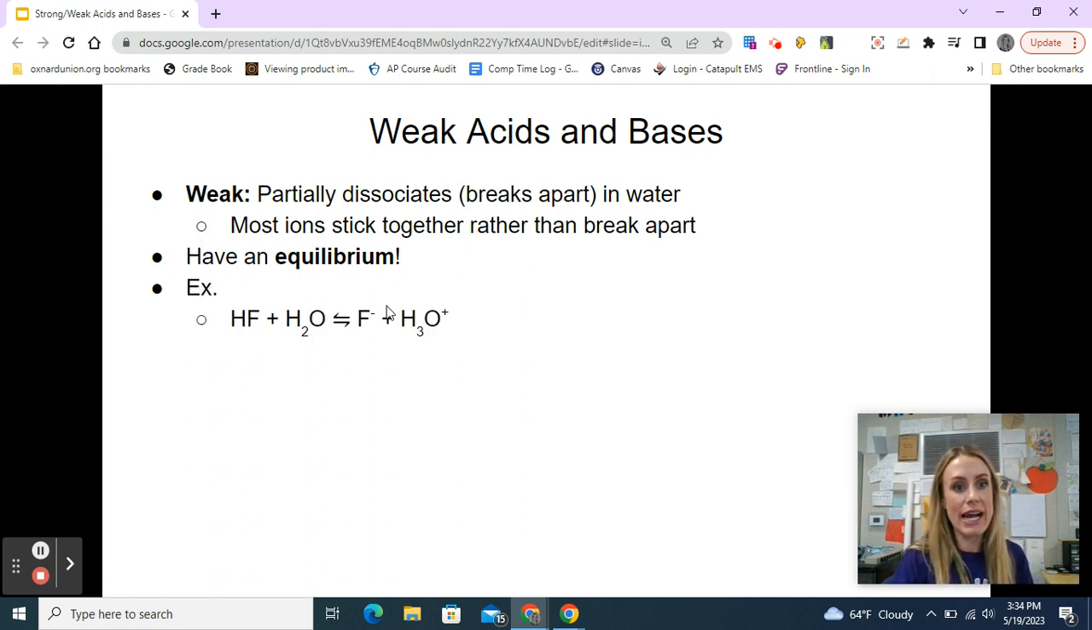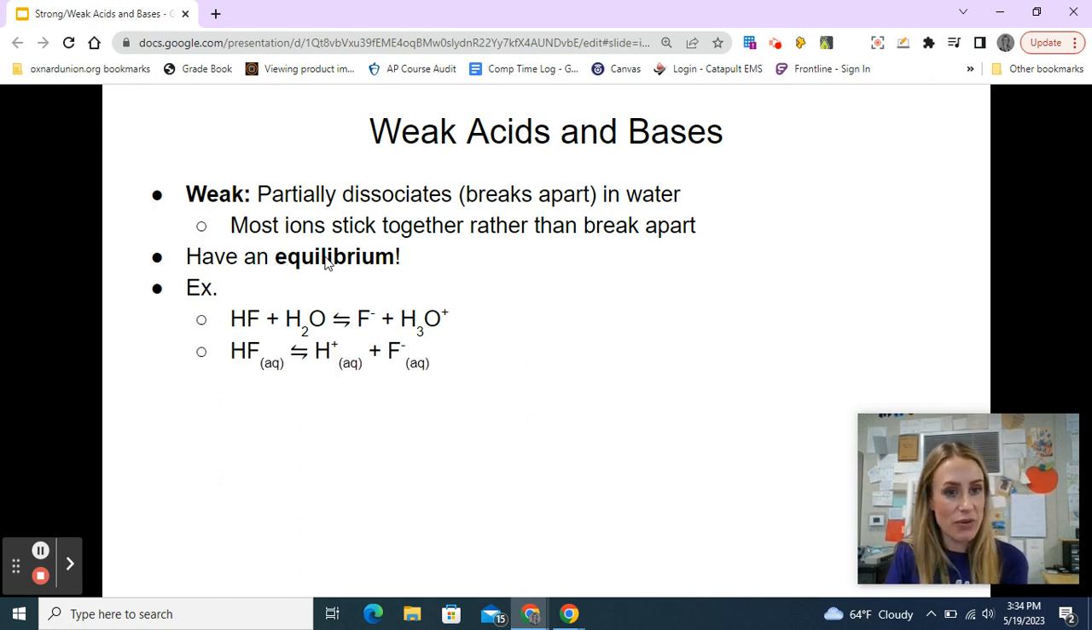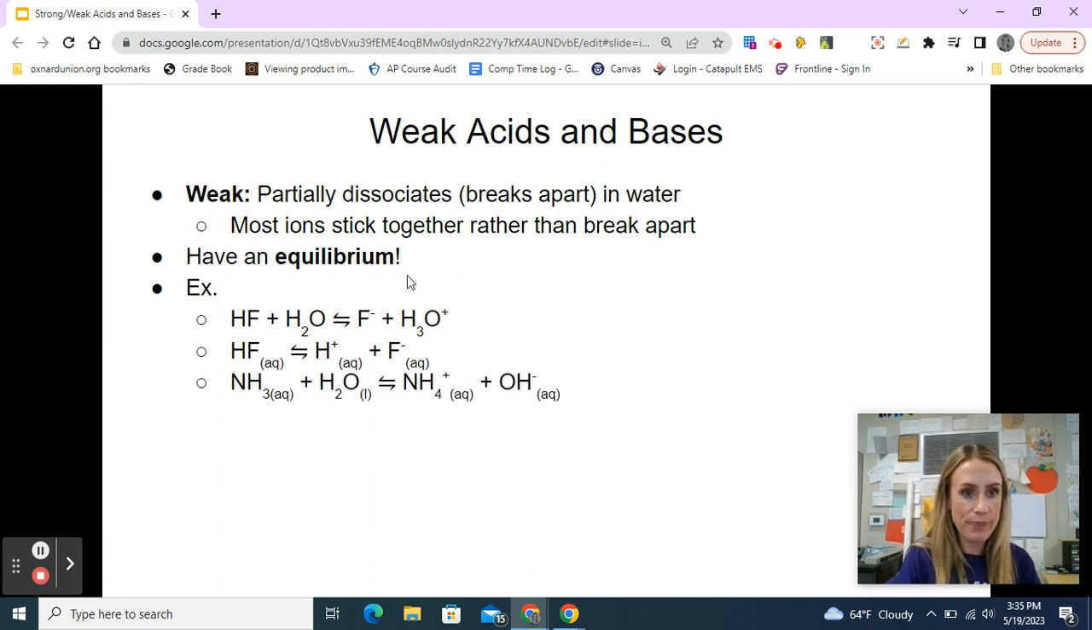An example here would be hydrofluoric acid. When we put this into water, some of this is going to dissociate into the fluoride ion, and then that hydrogen ion will add to water to form the hydronium ion. But then some of these things are still going to be reacting together and going back to form these two things. So we have an equilibrium. Another way you can write this is just with the hydrogen ion and the fluoride ion. A lot of the time we will write the water in it as well, though, and the hydronium ion. But again, these two chemical reactions can be used interchangeably.